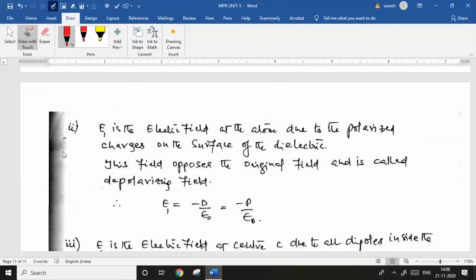Now, the second point, the significance of E1. My E1 is the electric field at the atom due to the polarized charges on the surface of the dielectric. Therefore, this field opposes the original field, and that is called the depolarizing field. That means the polarization vector is against the intensity of the electric field. Therefore, I can represent E1 as minus D by epsilon naught, or equal to minus P by epsilon naught: the ratio of negative displacement to the permittivity of free space, or the ratio of negative polarization to the permittivity of free space. This is the significance of the electric field E1.